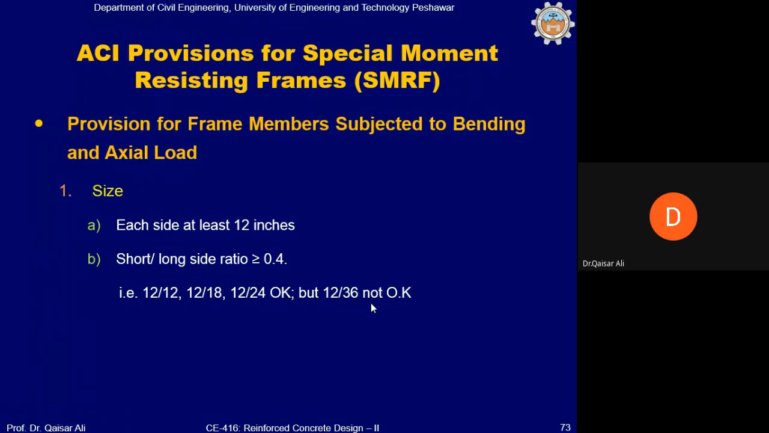This is to avoid slenderness of the column, or to avoid the weakness of the column in strength along one of the axes. Okay.